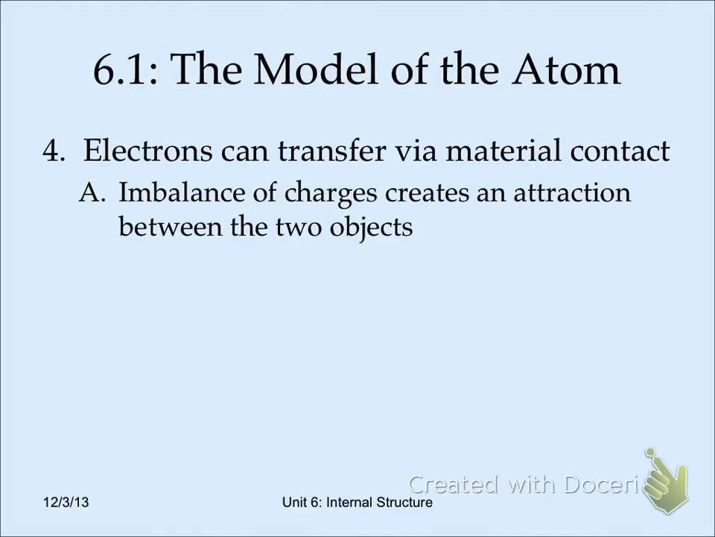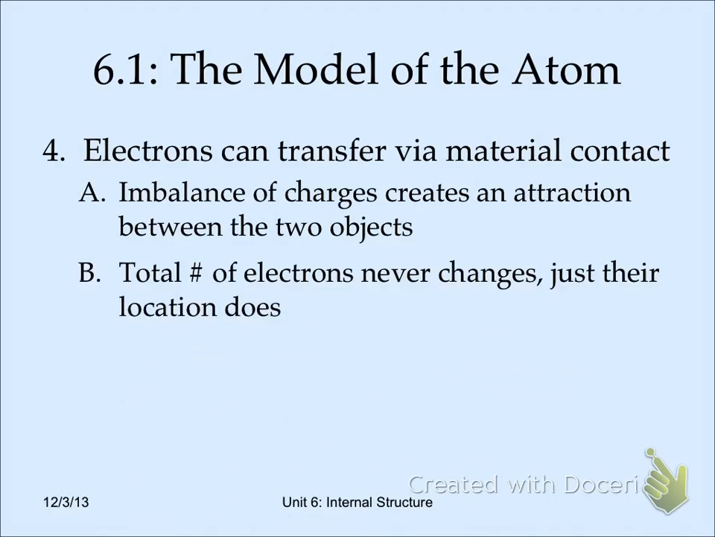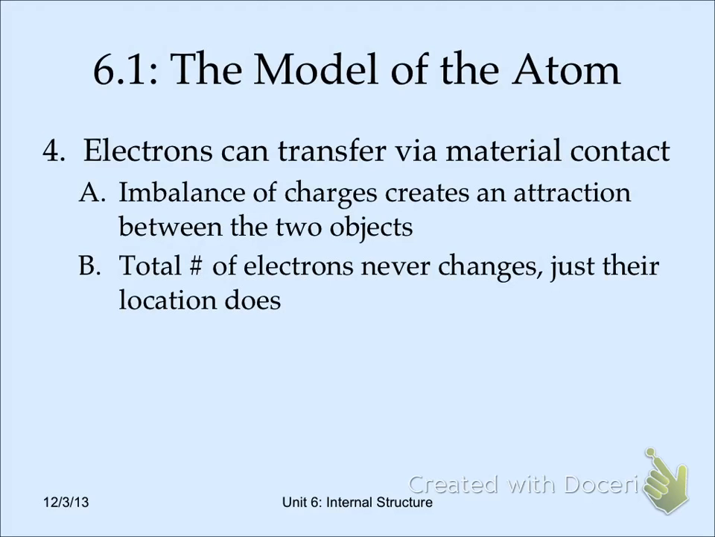So when the electrons transfer via material contact, this creates an imbalance of charges. Somebody had said the other day that there's no charge on the material. That's not true. There's always charge. It's just usually the charges balance out on materials. So what we did is we created an imbalance of charges, and this creates an attraction between the 2 objects. We put the top and the bottom pieces of tape together, and they attract each other. And it's important to note that the total number of electrons really never ever changes. It's just that their location does.